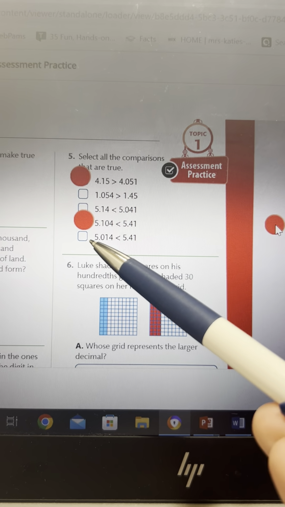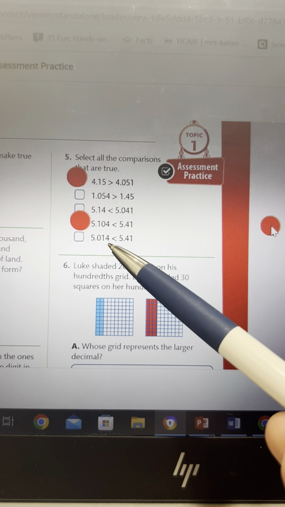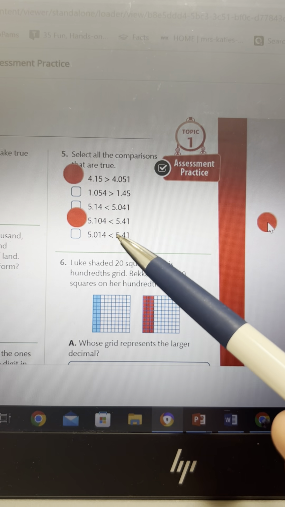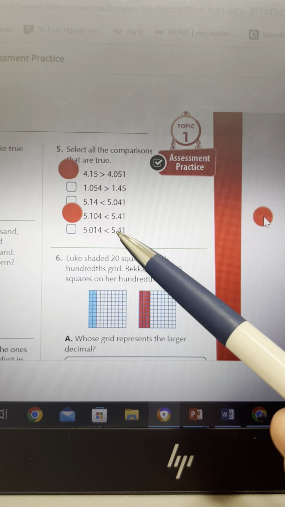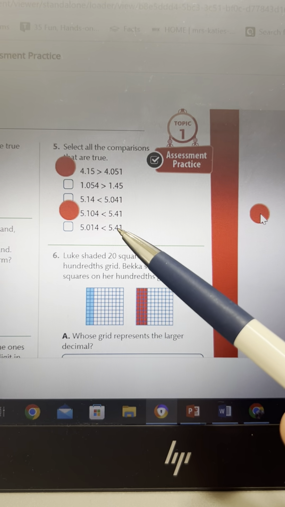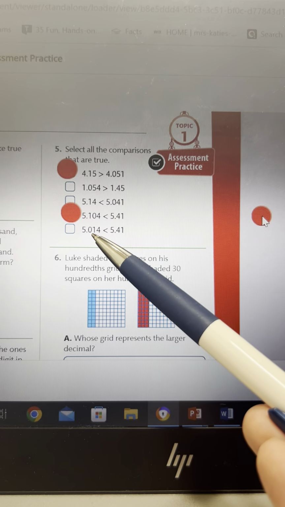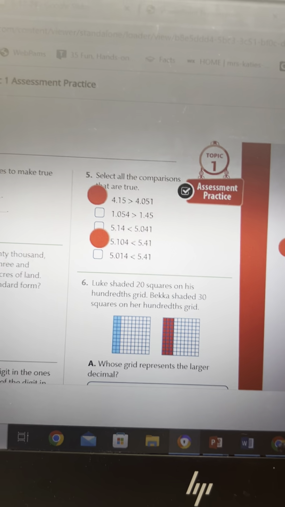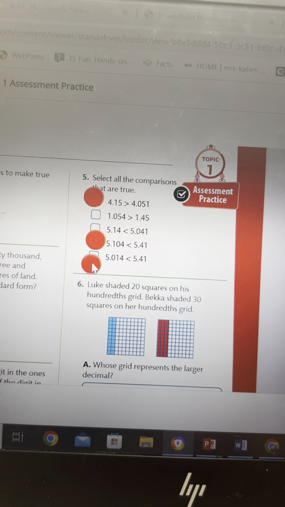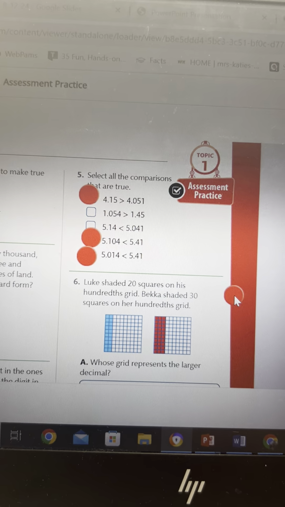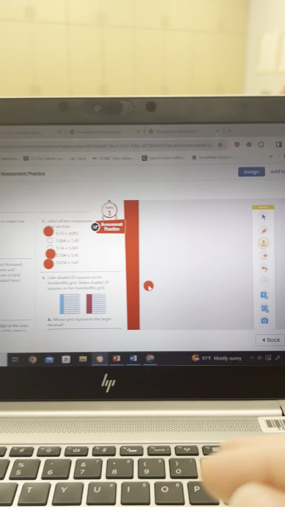The last one says 5 and 14 thousandths, and this one says that this one's bigger, 5 and 41 hundredths. Hundredths is bigger. We also have a 0 in the tenths place and a 4 in the tenths place. So the 4 is going to be bigger. There we go. That's our answers that we had in class.